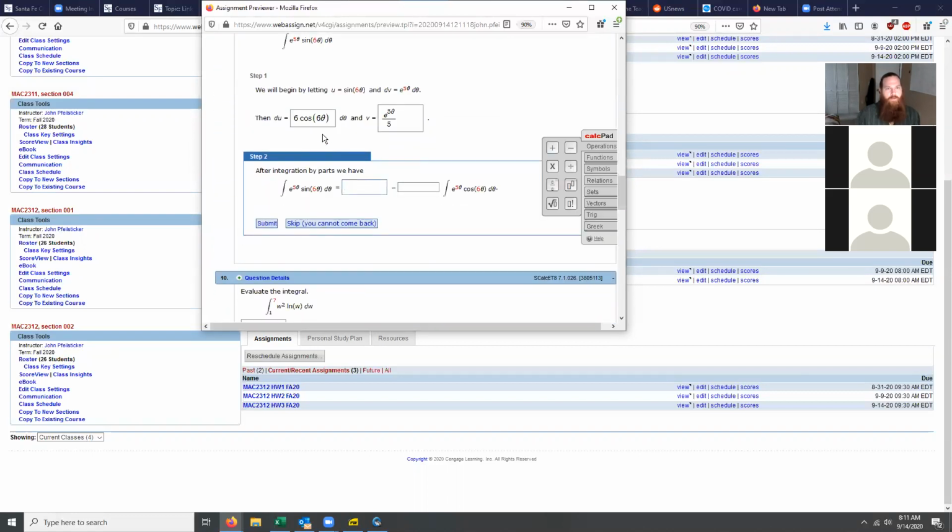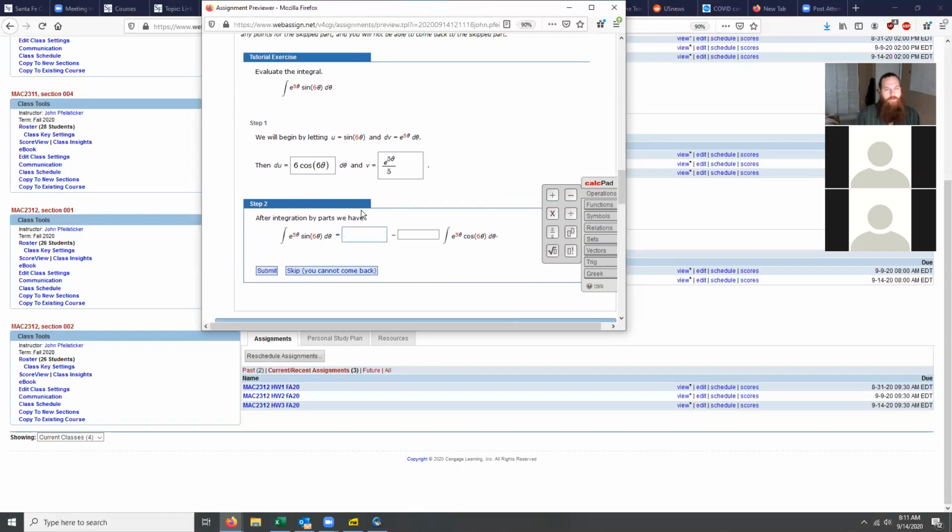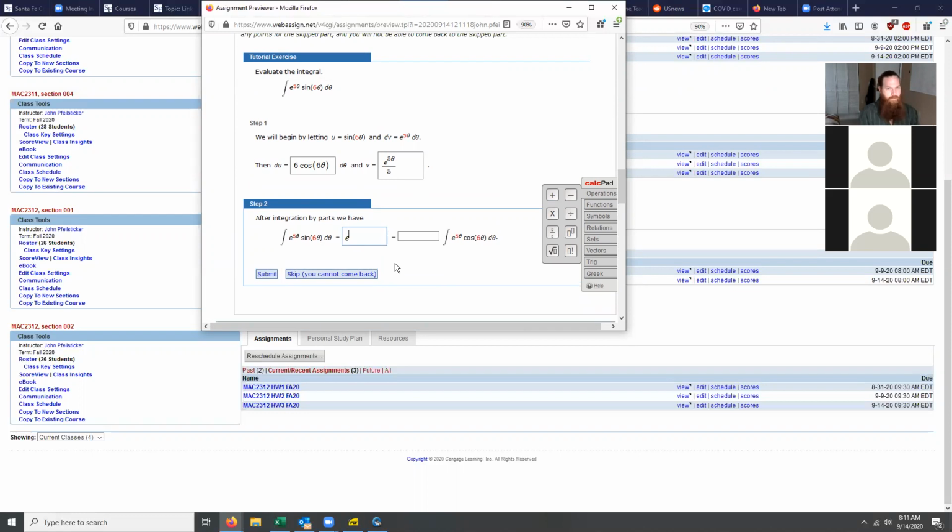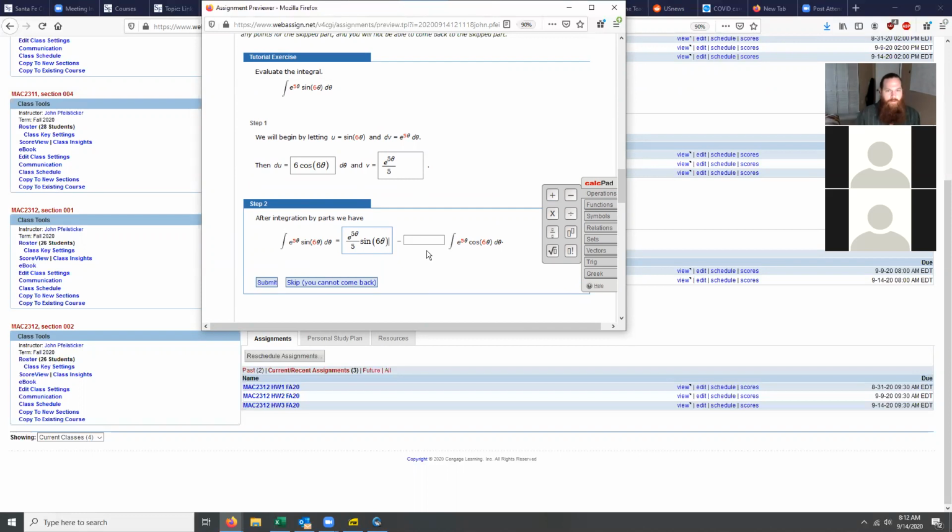So integration by parts says we'll have u times v minus v times du. So that will be e to the 5 theta over 5 times sine 6 theta, minus some constant times the integral of e to the 5 theta cos 6 theta. So my v times du integral has what constant pop out? That'll be 6/5.